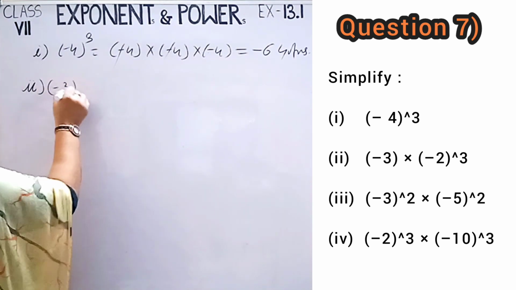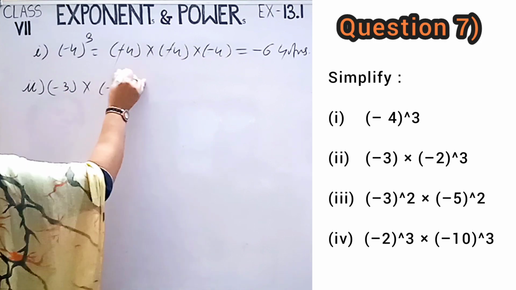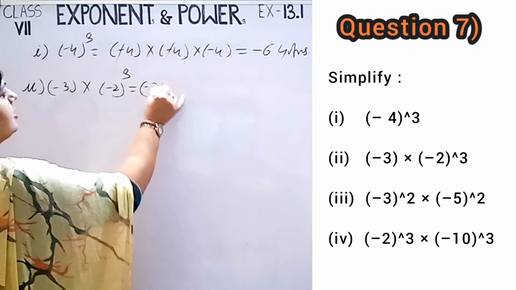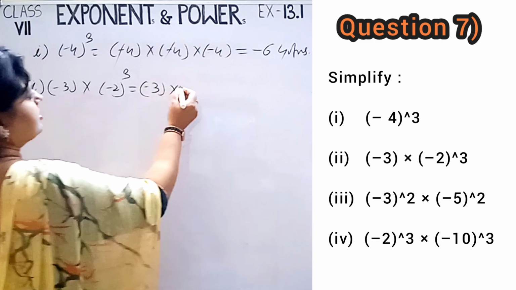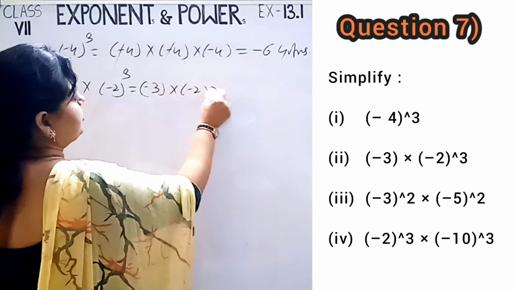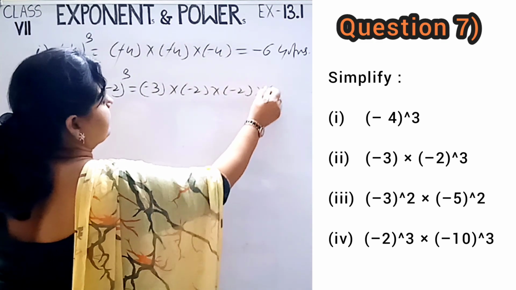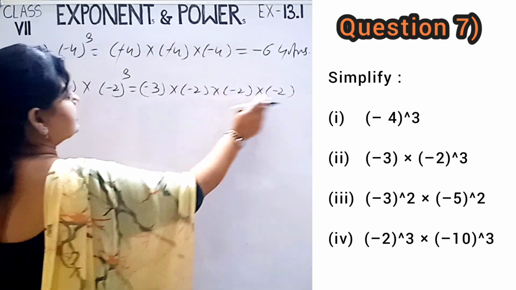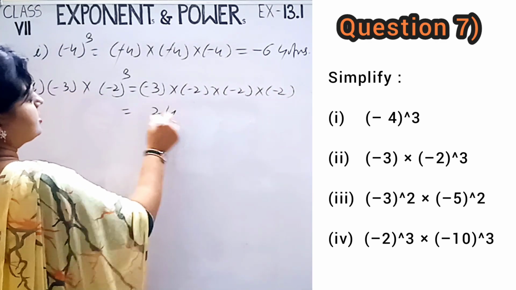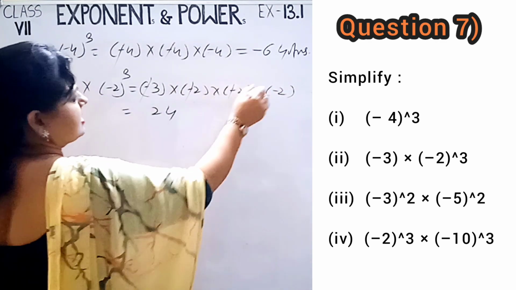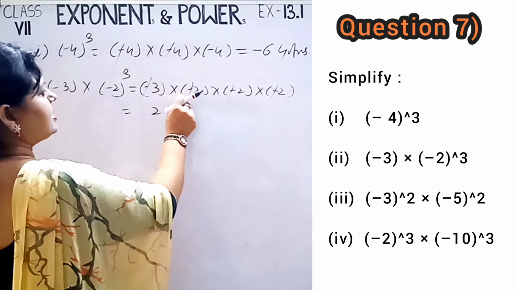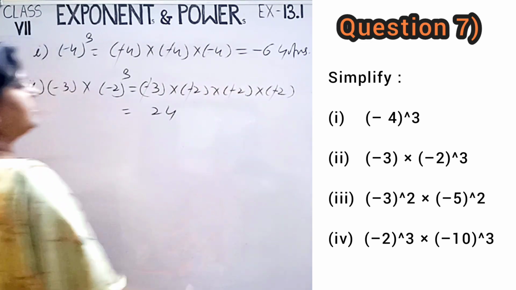Second part, minus 3 into minus 2 raised to the power of 3. So minus 3 into minus 2 three times, minus 2 into minus 2 into minus 2. After multiplying all these numbers, we get 24. So now minus minus cancel out and minus minus cancel out. We can say that minus and minus plus, minus and minus plus also.